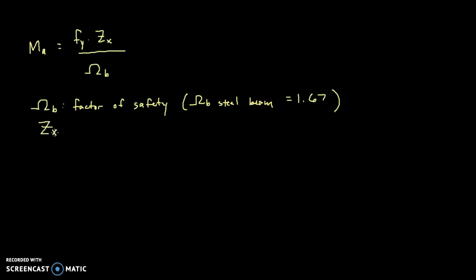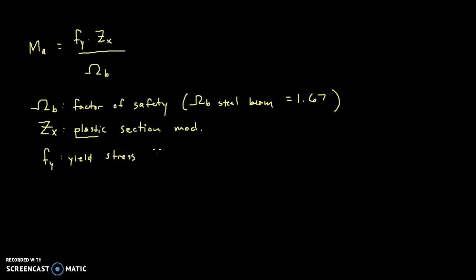Zx, if you will recall, we've talked about this in a previous chapter. Zx is the plastic section modulus. That's a characteristic that we really only deal with in steel. When we do timber beam design, we'll be using the elastic section modulus. So plastic section modulus is kind of exclusive to steel. And then, of course, F sub y is the yield stress.